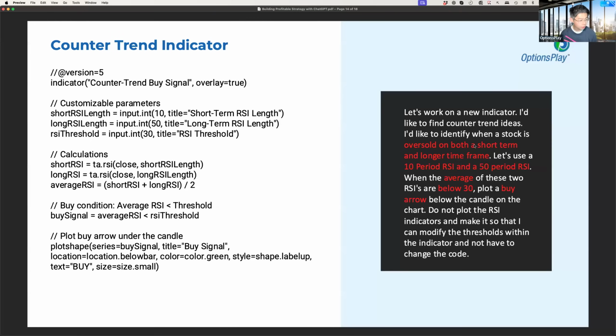Do not plot the RSI indicator, and make it so that I can modify the thresholds within the indicator and not have to change the code. This follows that concept of let's remove the indicator, let's remove the subjectivity from the trading in order to generate much cleaner signals that remove my subjectivity from it. I'm just getting, objectively, when something meets the very clear rules that I've defined, and only show me when something has actually happened.